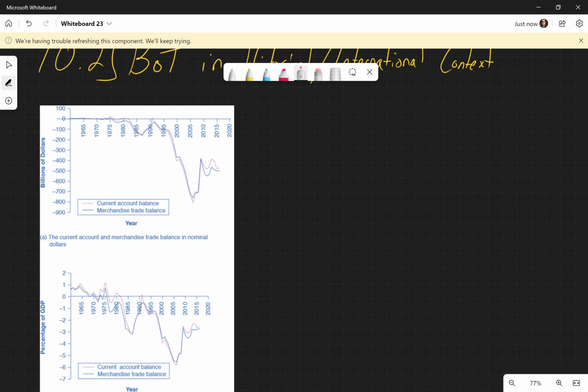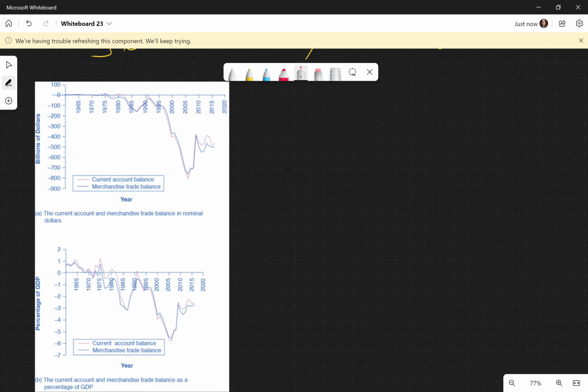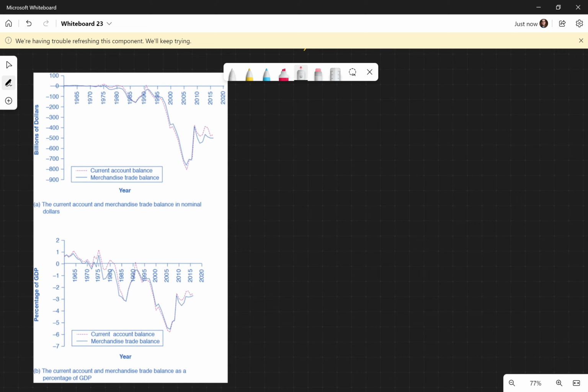Now, when we talk about these things, it's very difficult to give some sort of size and context to $200 billion, which is why graph B below it gives us the exact same things. It gives us our merchandise trade balance, which is just our trade balance of goods, and our current account, which is the trade balance of goods and services, plus investment income, plus any kind of foreign aid.